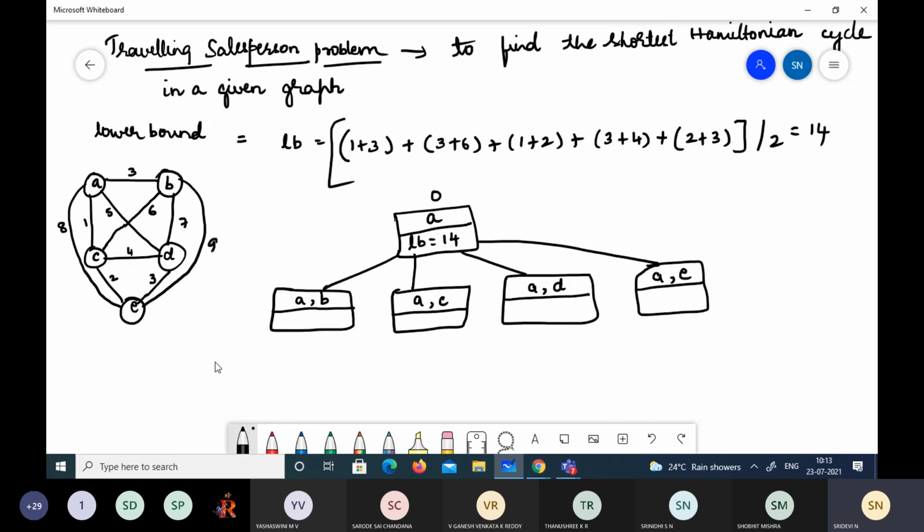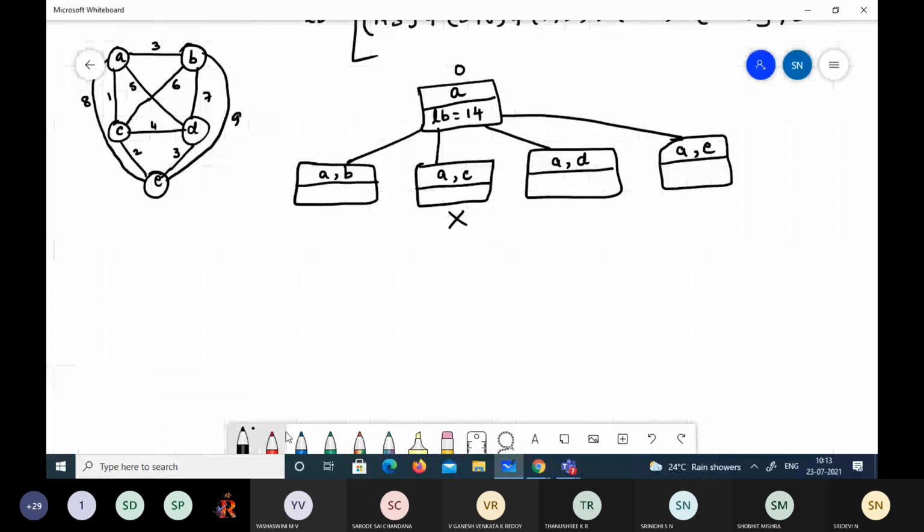Let's calculate the lower bound. As we have discussed, we will not consider this. We will consider only nodes where B is visited before C, because it's a duplicate, I guess. So maybe we will not consider those. Okay. So let's visit the cities one by one now.